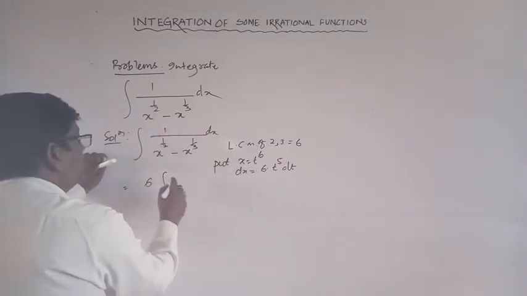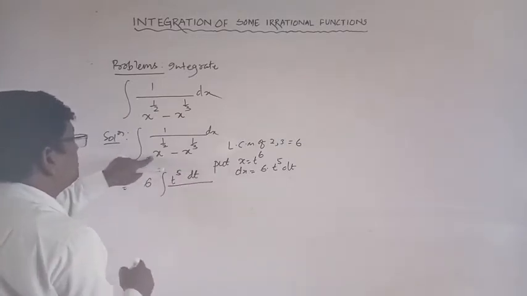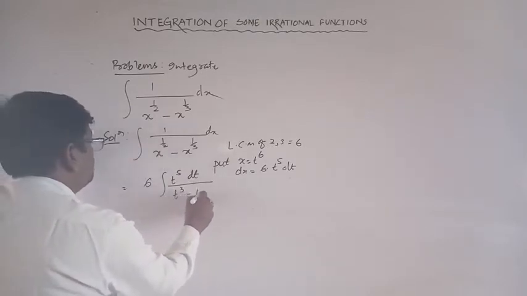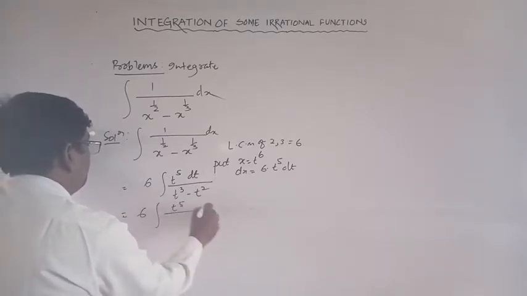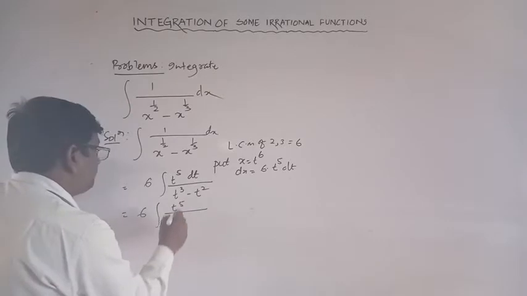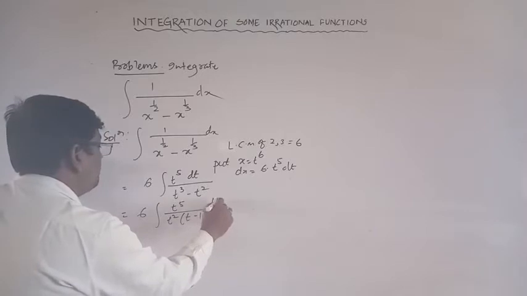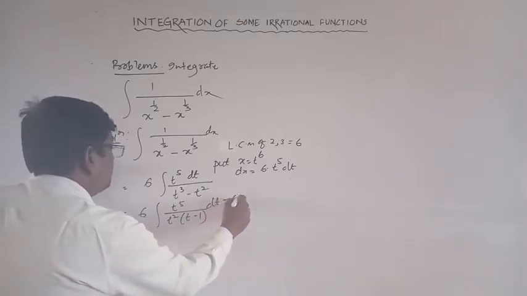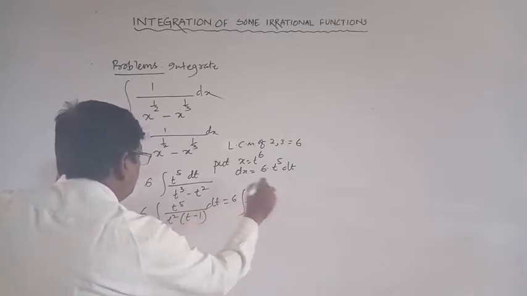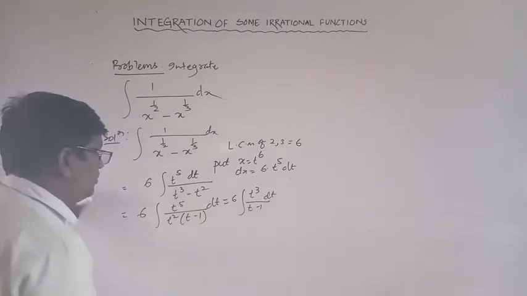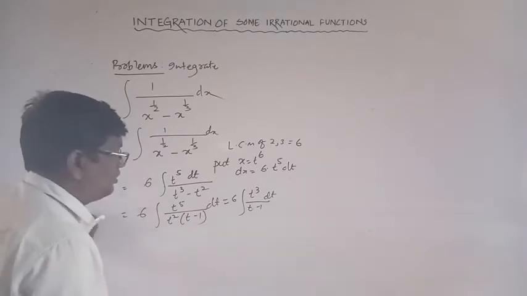So here 6 into t to the power 5 dt by, this is t to the power 6 power half, t cube minus t square. So this is 6 into t to the power 5 divided by t square common, t minus 1 into dt. So remaining here 6 into t cube divided by t minus 1 into dt. Clear?